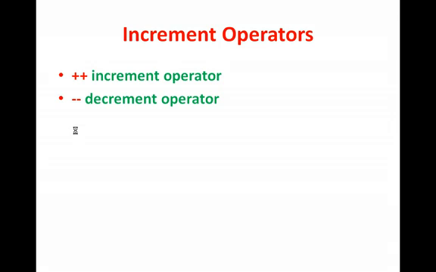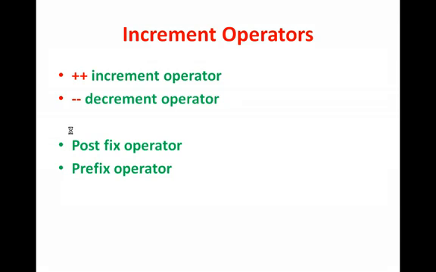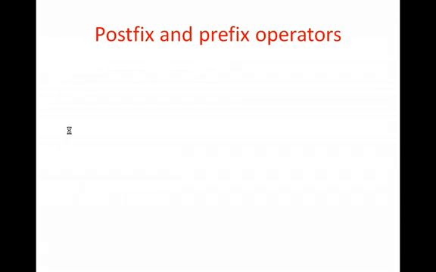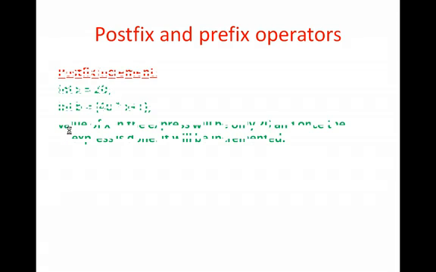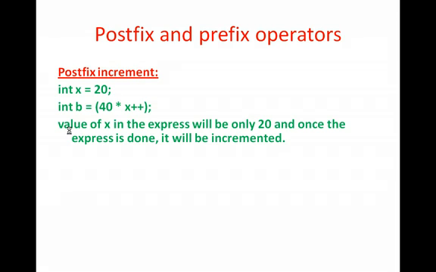Coming to the increment operators, we have the increment operator and the decrement operator. These operators can be used to increment a value by 1 or decrement a value by 1. This can be used in two flavors. One is a postfix operator, and the other one is a prefix operator.